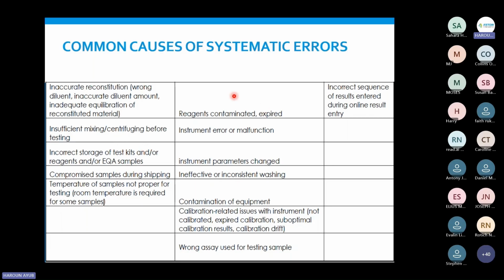You follow it to the latter. Reagents contaminated, this is now the analytical stage. Contaminated or expired reagents, instrument error or malfunction, or parameters for the instrument that you have changed. Remember, the parameters are like for chemistry, let's say ALT. The result should be run using wavelengths 450 and 600.